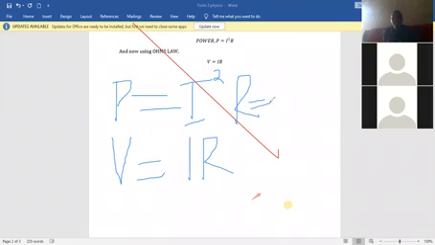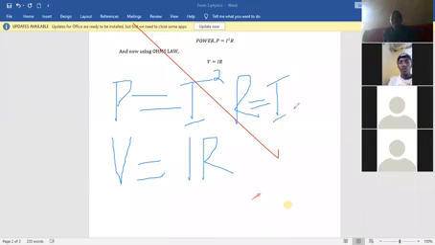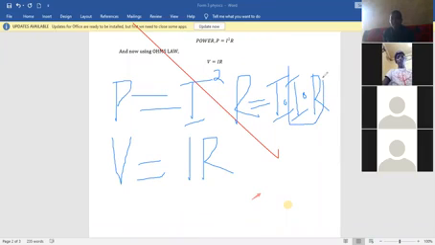This power is equal to what? This one, I times I R. Can you see that? I times R. So what is this? This is V. It is V. I think this one should be power. Can you see that?